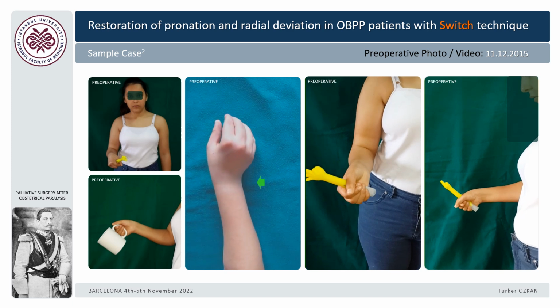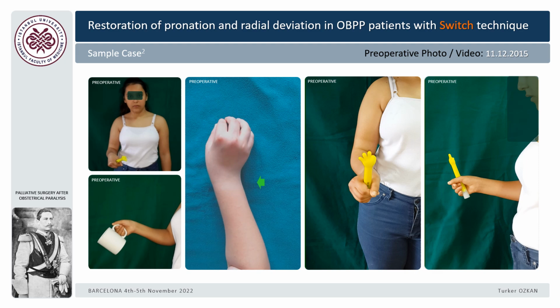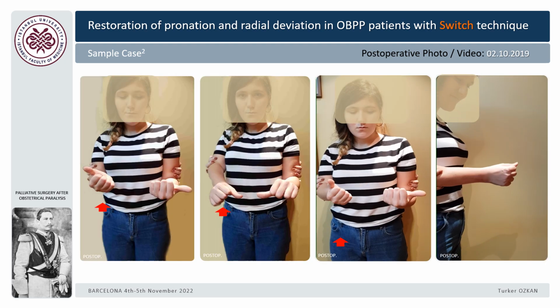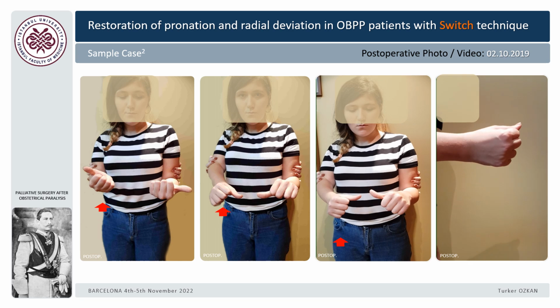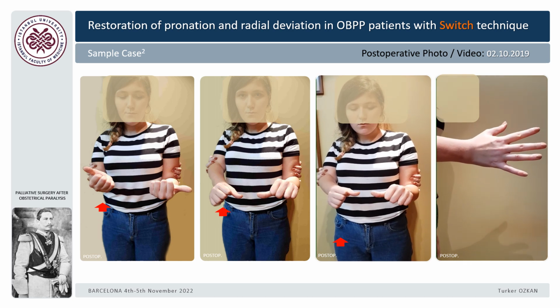This is the second case. Preoperative forearm pronation and wrist radial deviation insufficiencies are seen. The gain in pronation and wrist radial deviation can be seen in postoperative pictures and videos of the same patient.